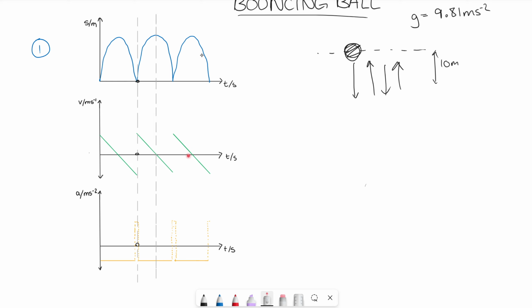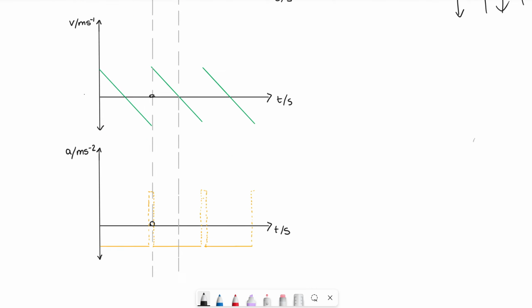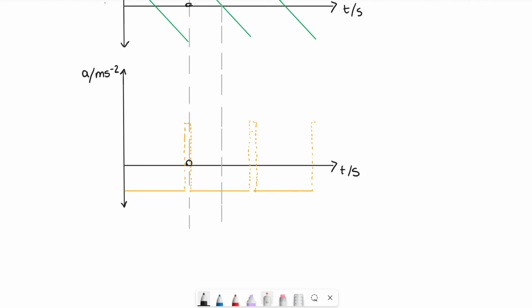And when the ball is falling back towards the ground, just before it hits the ground, our velocity has a value because it's accelerated, gotten faster right before it's about to hit the ground. Now the acceleration graph might look a bit weird if I just zoom in here. That's because the acceleration due to gravity is going to be constant. Like I said before, it's always going to be 9.81 meters per second squared.